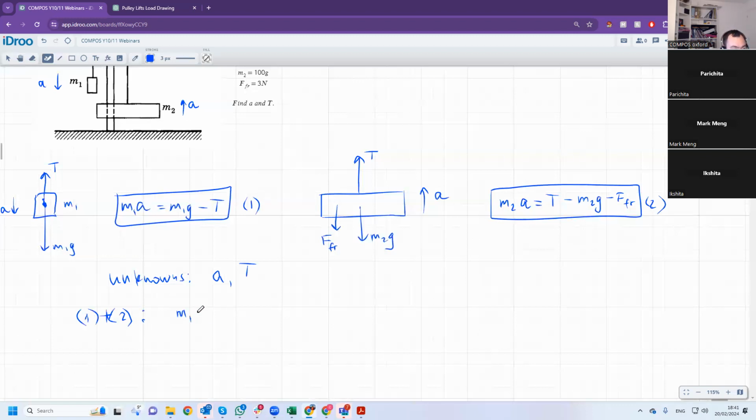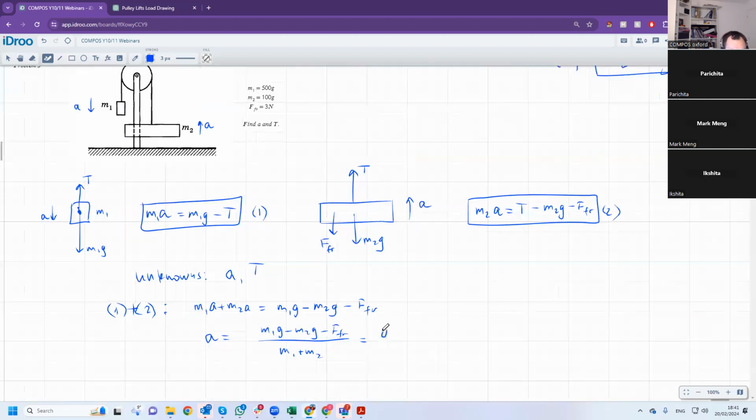So it's going to be m1a plus m2a equals, T cancels, m1g minus m2g minus F friction. So acceleration is equal to m1g minus m2g minus F friction, divided by m1 plus m2.